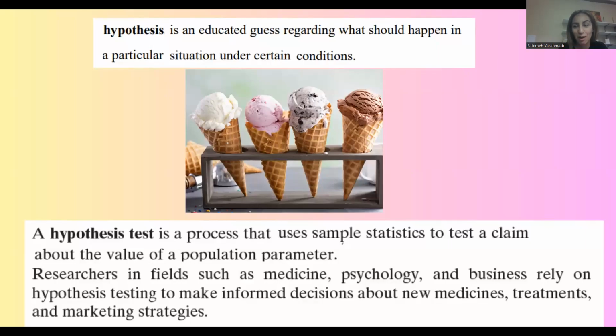Today we're going to talk about hypothesis testing. First of all, what is a hypothesis? When we're talking about hypothesis, we're basically talking about an educated guess for what should happen in a particular situation under certain conditions. For example, you want to buy some ice cream for your friends and you're wondering who likes which flavor. So you're going to come up with some educated guess.